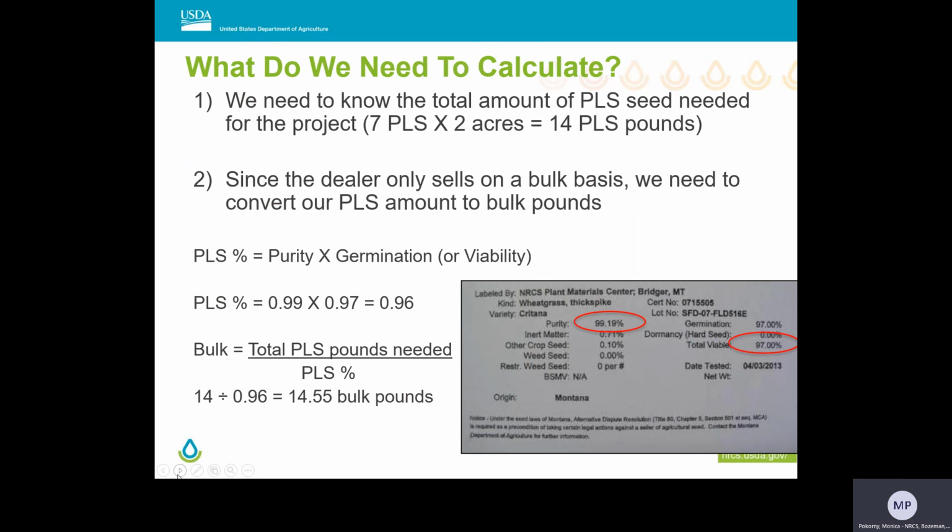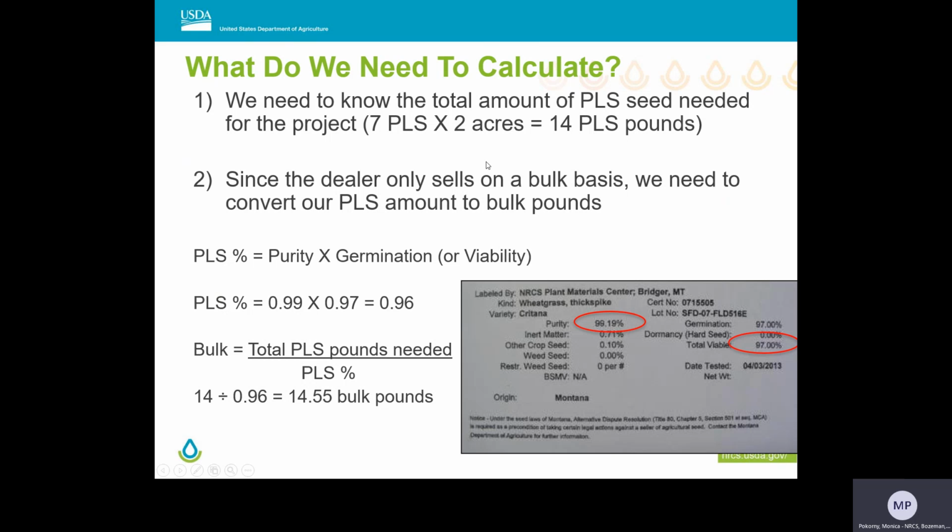Okay, so getting back to our example, what do we need to calculate? Since we know the full stand seed rate per acre, we need to multiply that by 2 acres. We know we want 7 PLS pounds per acre, so we need 14 PLS pounds. Since our dealer only sells on a bulk seed basis, we need to convert our PLS amount to bulk pounds.